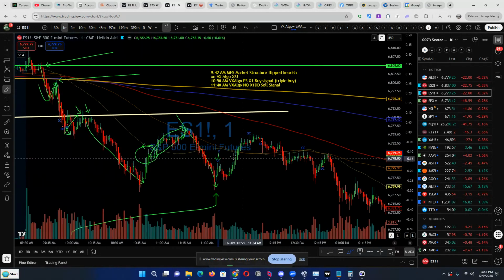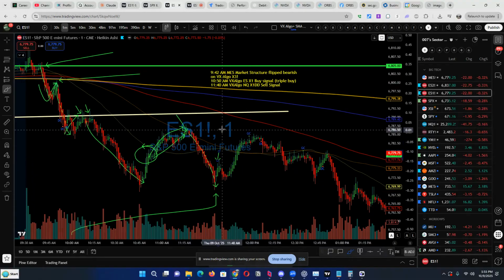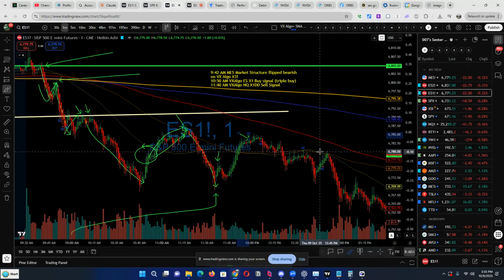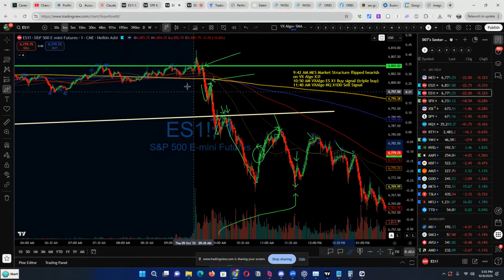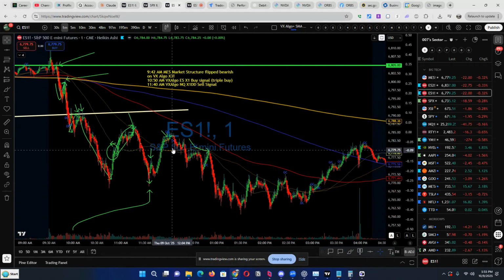This signal is telling us to short every resistance that we see. So for me, I was shorting like this resistance here, and I was shorting this resistance here. And actually, we end up coming back down, and we flushed back down further. So that was pretty much it for all the signals I played.